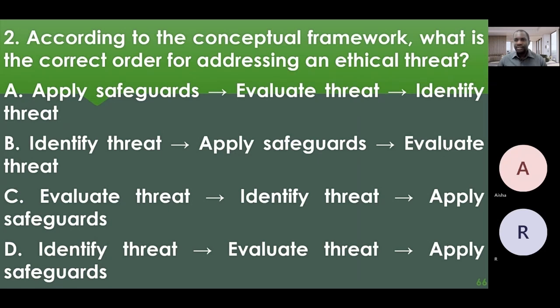So number 2, according to the conceptual framework, what is the correct order for addressing an ethical issue? A, apply safeguards, then evaluate threats, then identify threats. B, identify threats, apply safeguards, and evaluate threats. C, evaluate threat, identify threat, and apply safeguards. D, identify threats, evaluate threats, and apply safeguards. According to the conceptual framework, what is the correct order for addressing an ethical issue?